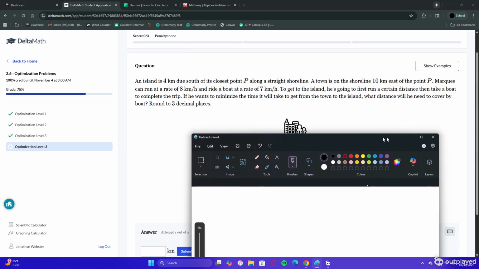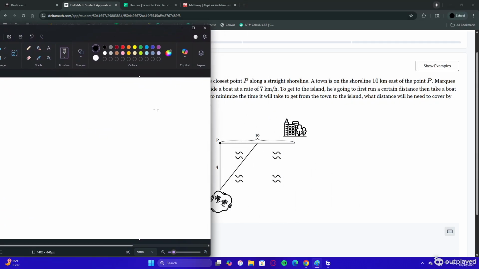So here we have the island, and we have our starting point, and this distance, this is 10, and this right here is P, and this is the distance he's going to travel by boat. So to split these up, it's x here and 10 minus x, and this distance we can call y, and here it's 4.